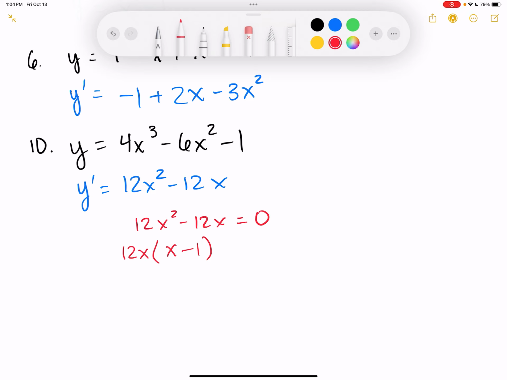Okay, so now what? Now you can split them up, right? 12x equals 0, x minus 1 equals 0. So x equals 0, x equals 1. And those are going to be the horizontal tangents.